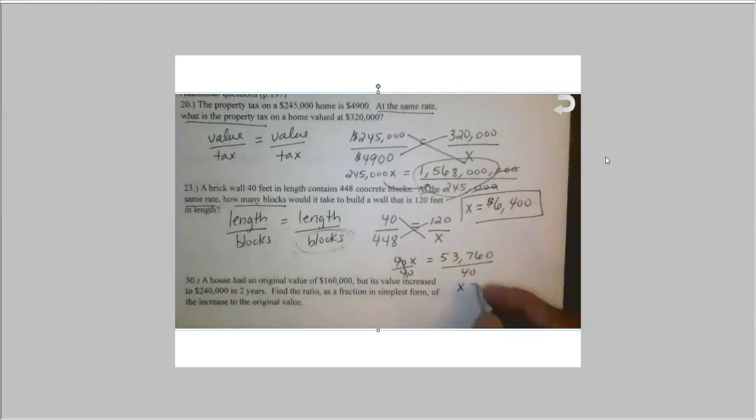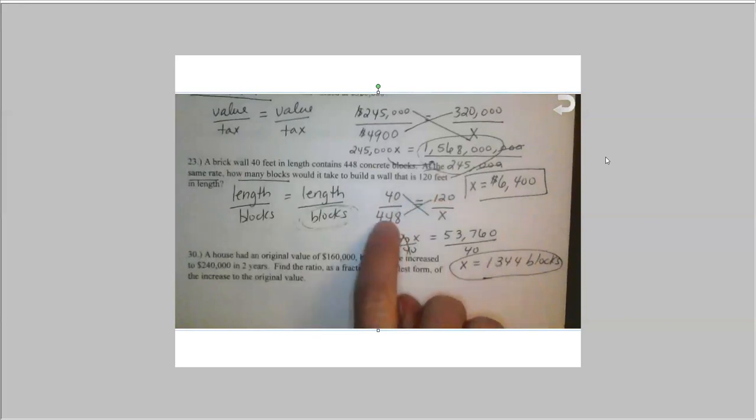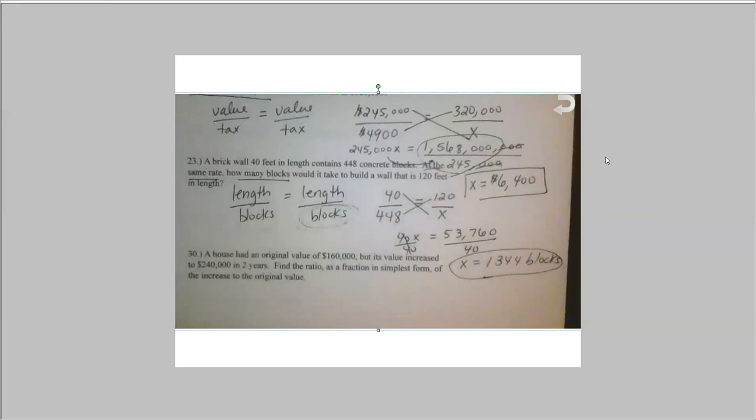So I get x equals 1,344 blocks. It should make sense to you that it's a longer wall, so it's going to take more blocks to cover that wall. Actually, if you're looking up here, it's 3 times longer, so 3 times 448 could have given you that answer as well. All right, one more word problem.